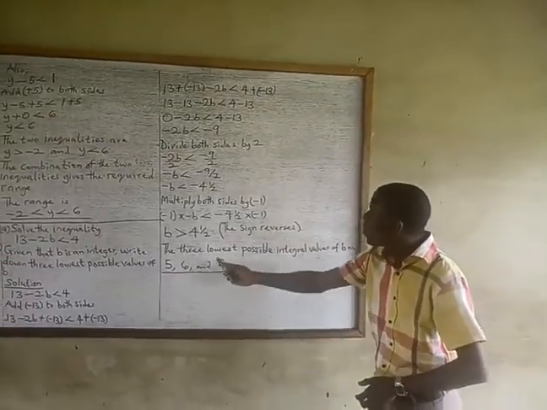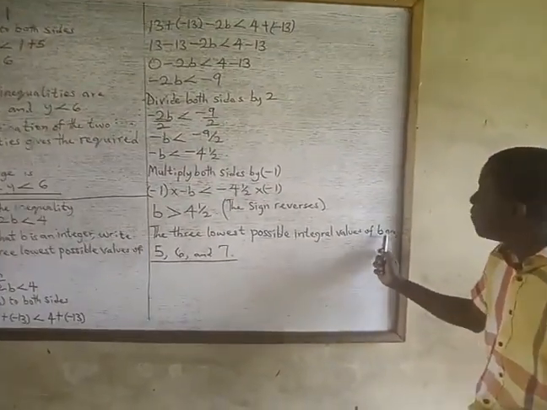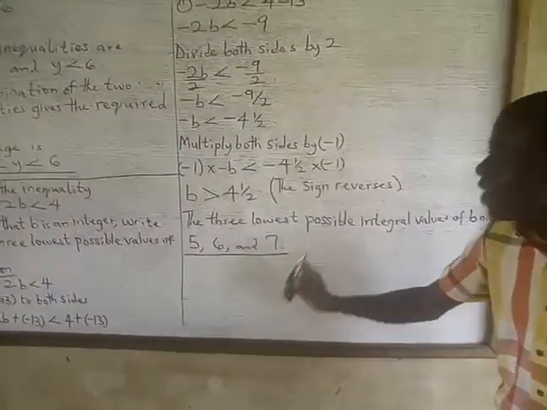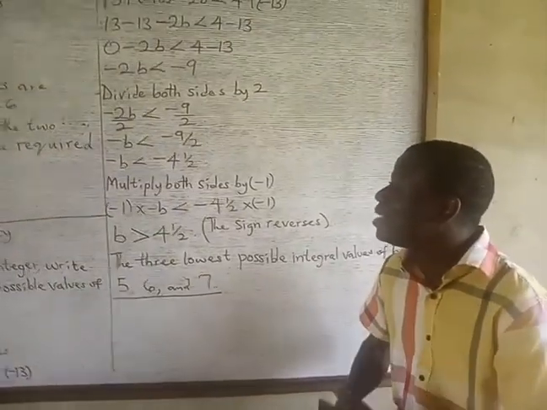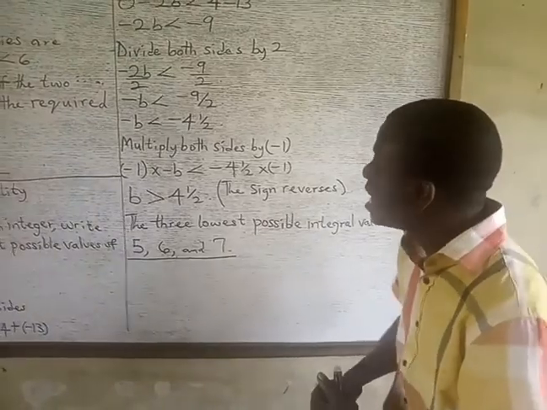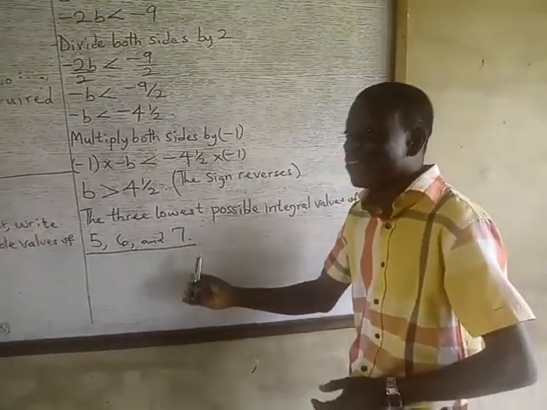And now the three lowest possible integral values of b are 5, because it must be greater than 4.5 and it must be an integer. So you have 5, 6, and 7.